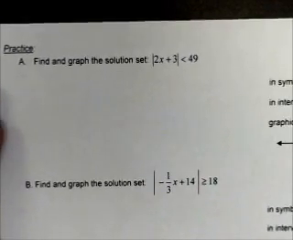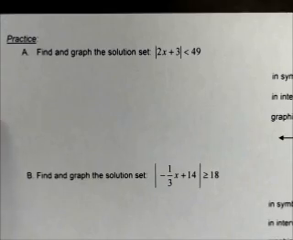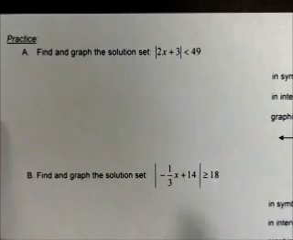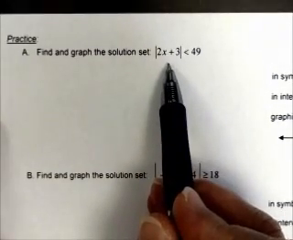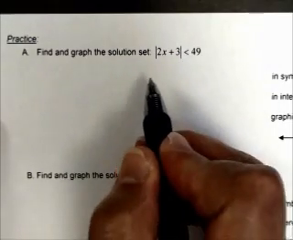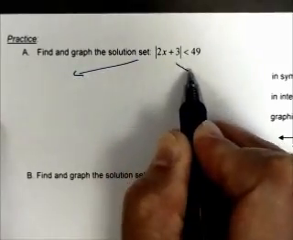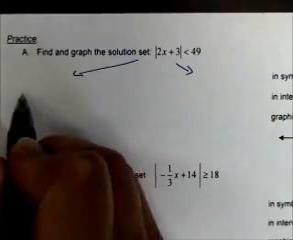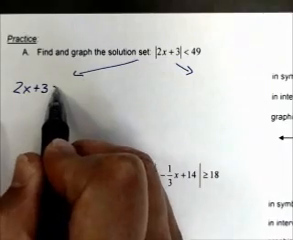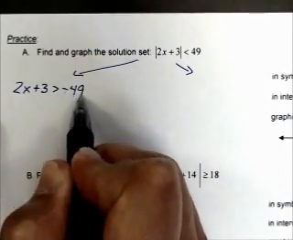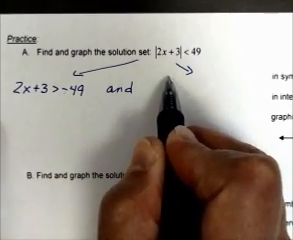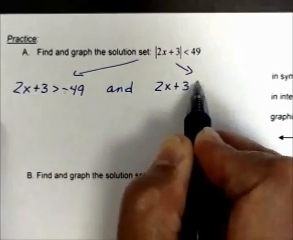So for practice together, find and graph the solution set of the absolute value of 2x plus 3 less than 49. Absolute value is already isolated. Our inequality symbol is a less than, so we're going to draw our two arrows. For our left arrow, we drop the bar, 2x plus 3. We switch the inequality symbol to greater than and negate the 49. Write the word and. For our right arrow, drop the bars and copy as is.